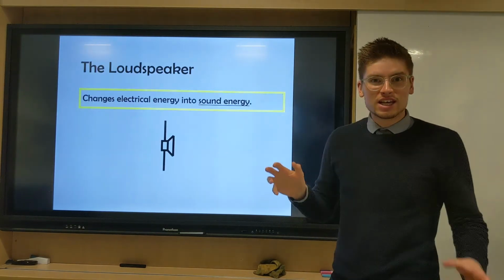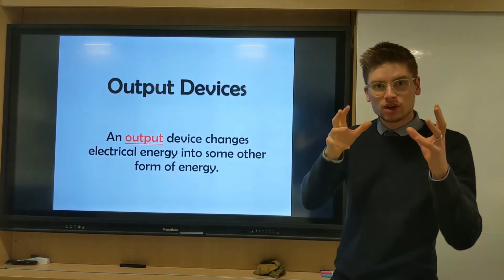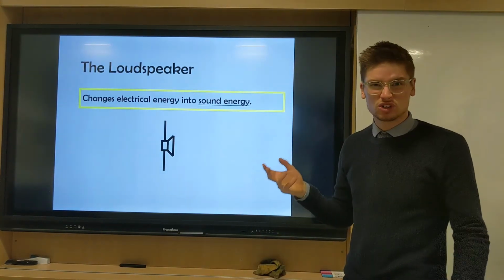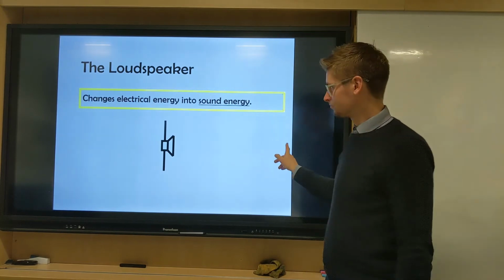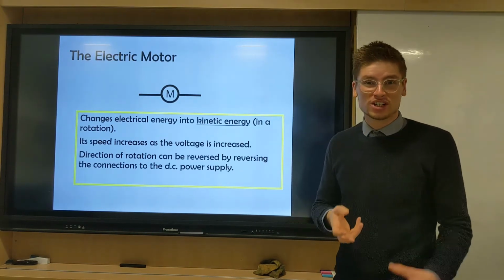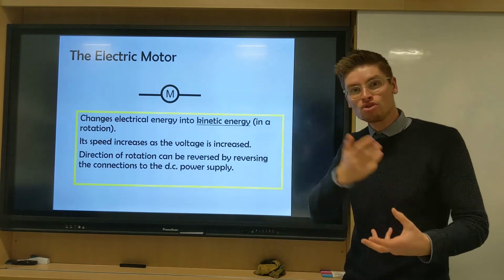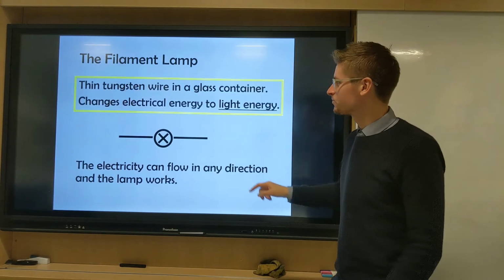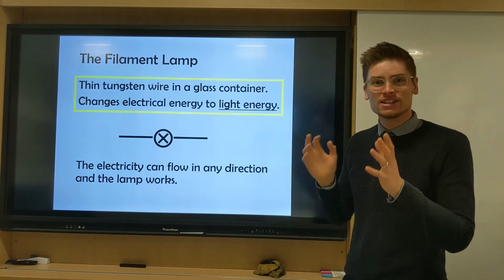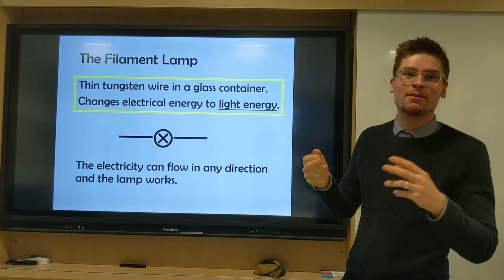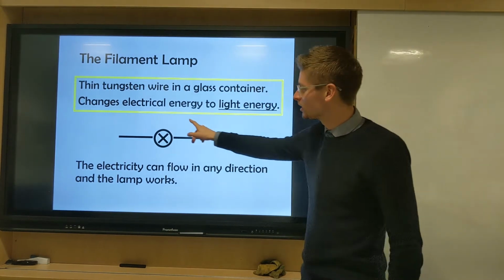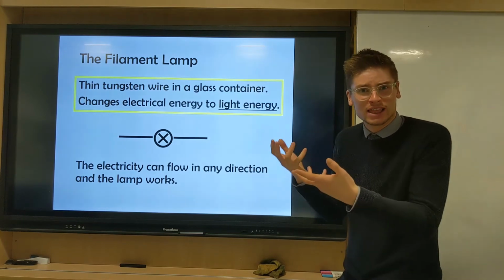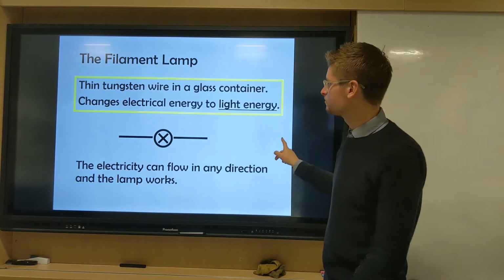Right, output devices. They change electrical energy into some sort of output energy. For example, a loudspeaker changes electrical into sound. A motor changes electrical into some sort of kinetic, some sort of movement energy. Again, some things that you need to know, but they're not very tricky. A filament lamp, again, something that you'll always see in your exams. You'll see a wee bulb like this, with a wee cross going through it, and it obviously takes electrical to light and sometimes heat if it's not very efficient.